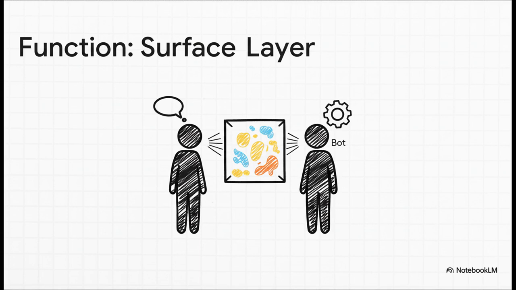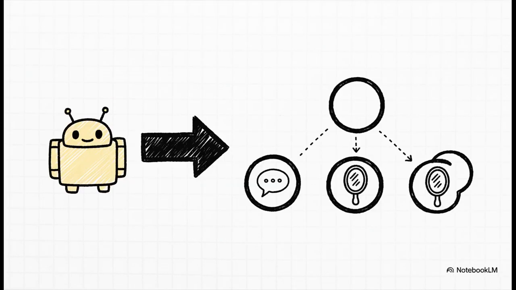So, the whole function of this layer is to create a shared starting point. It's like the bot is saying, okay, here's what you just said, here's the raw data of your experience, let's just look at it together, without any judgment. And that leads us perfectly into the second layer, the meta layer.